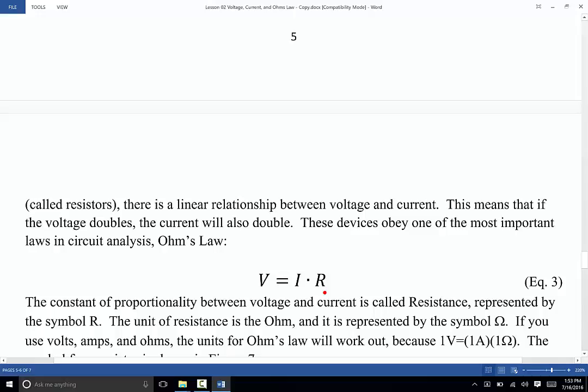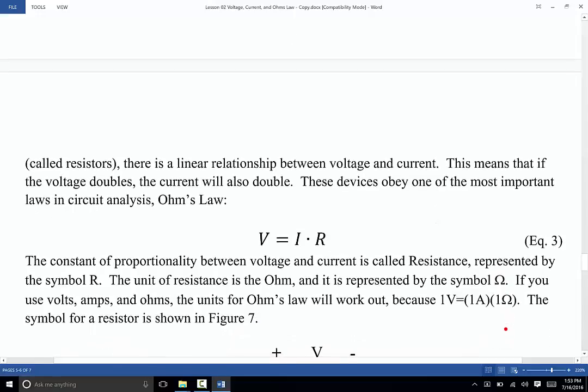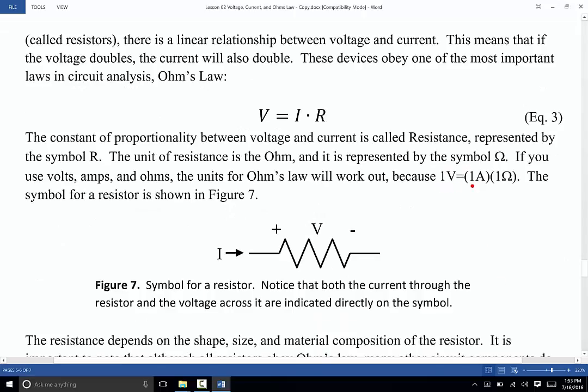Now the units of resistance are the ohm, and they're represented by the Greek letter capital omega. And so you can see over here the capital omega is the symbol for the ohm. And it turns out that the units of ohms are set such that 1 volt is equal to 1 amp times 1 ohm. And again, things are designed there to be as simple as they can be to make our lives as easy as they can be.